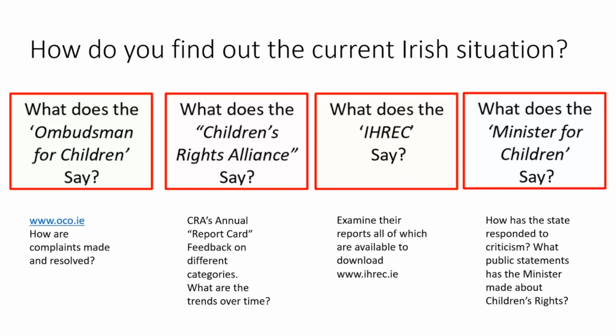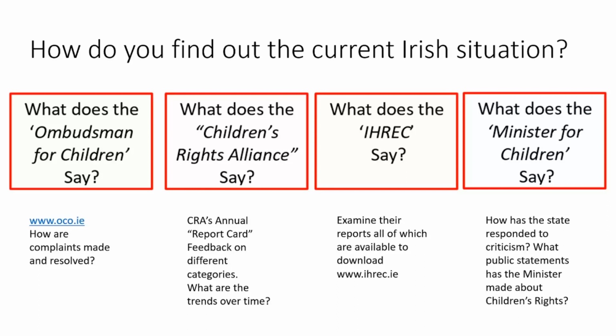So you have your Ombudsman for Children, which is the official human rights body in Ireland. You have the Children's Rights Alliance, which is an NGO. Now you could refer to other NGOs like Childline or Barnardo's, who do talk about children's rights, but this is very specific to human rights. There's also the IHREC, the Irish Human Rights and Equality Commission, and they are kind of the overview body that deals with all of the human rights in Ireland, so they would have a lot to say about this kind of thing too.